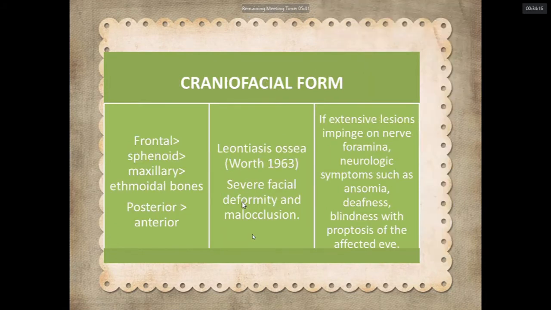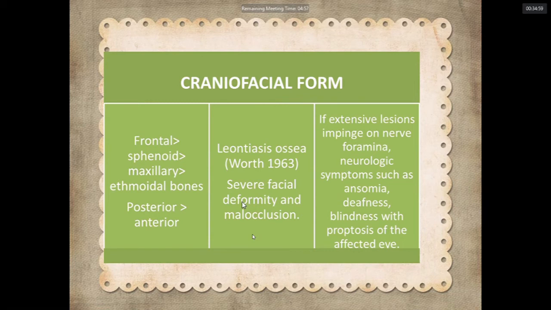And the third form of polystotic fibrous dysplasia is the craniofacial form, where the frontal bones are more commonly involved than the sphenoid, then the maxillary bones, and then the ethmoidal bones. And when it involves the jaws, the posterior aspect is more commonly involved than the anterior aspect. Okay, so this craniofacial form results in the enlargement of the face, resulting in leontiasis ossea, that is, lion-like faces, and hence there is severe facial deformity, and also it results in malocclusion.